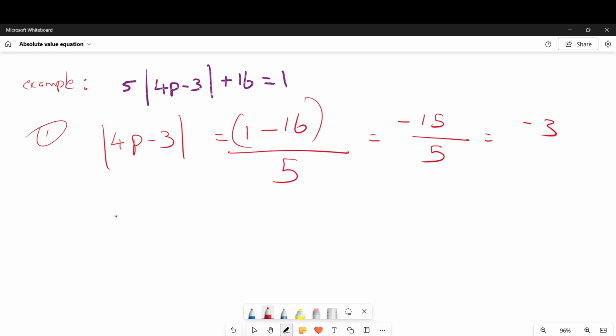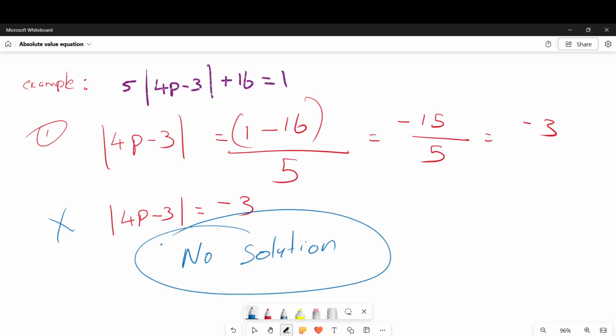So what does this equation tell us? See, the absolute value of 4p minus 3 is equal to minus 3. Wow, what is this? This equation doesn't make sense, because the left hand side is an absolute value, the expression inside the absolute value symbol, but the right hand side is minus 3. You can stop doing further computation, because this equation itself is saying there is no solution. So stop, and we can conclude there is no solution.